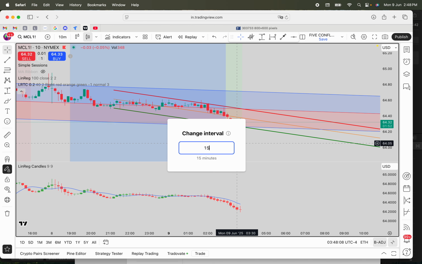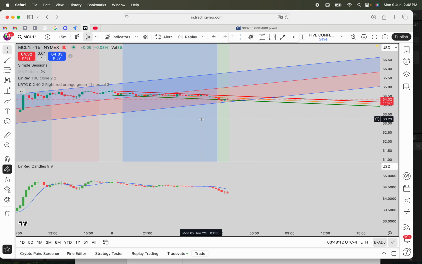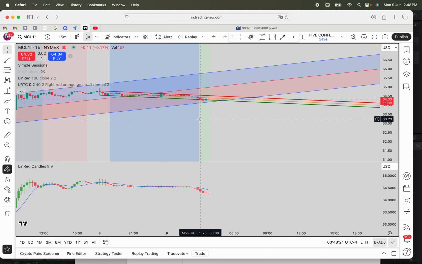Just look at a 15-minute chart. Okay, so the 15-minute chart is saying they're out of whack. See how they're out of whack? One's going up and one's going down, so there's no trade. Currently no trade on the 15-minute chart.